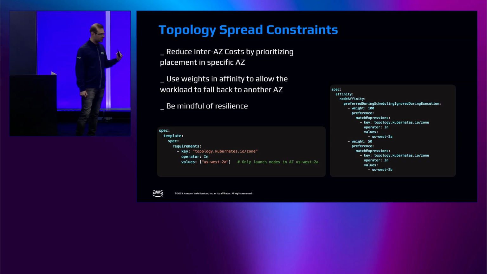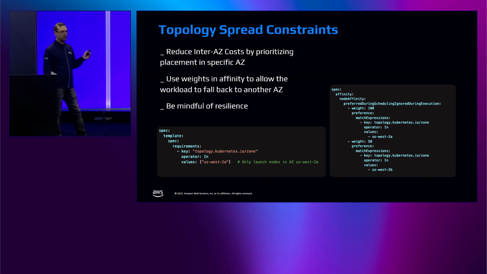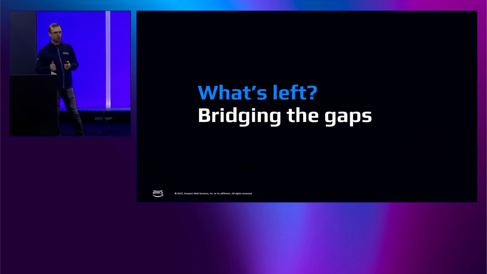But as you can see in this example, we can also configure a failover, basically using weights and affinity rules to make sure that if there is a failure of a zone, we can go and utilize another one.